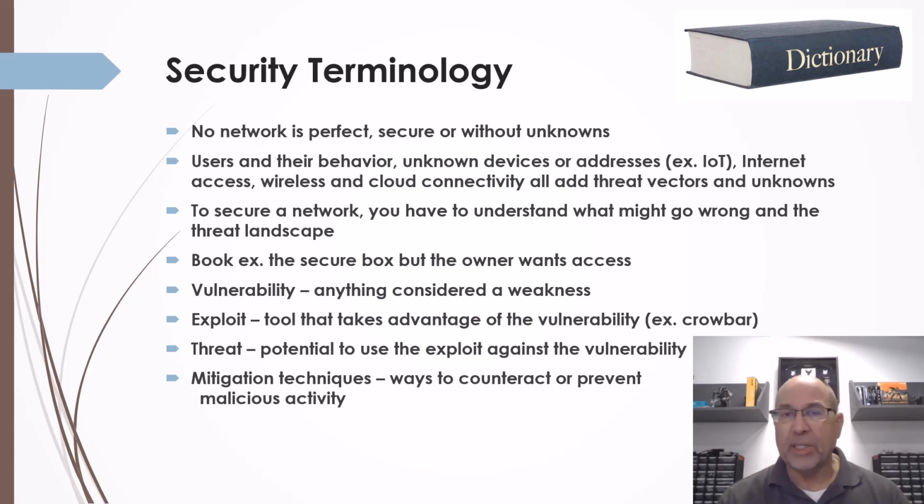Well, you have an exploit. In this case, a sword. If you have some tool that can take advantage of the vulnerability. And then the threat is the potential to use the exploit against the vulnerability. So somebody standing behind you with a sword. So these are how the terms go together.